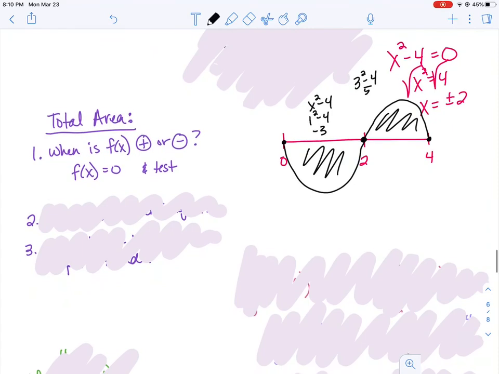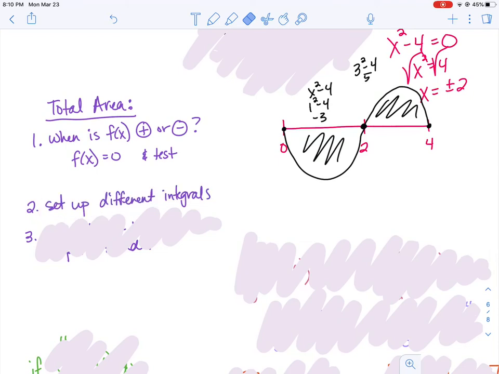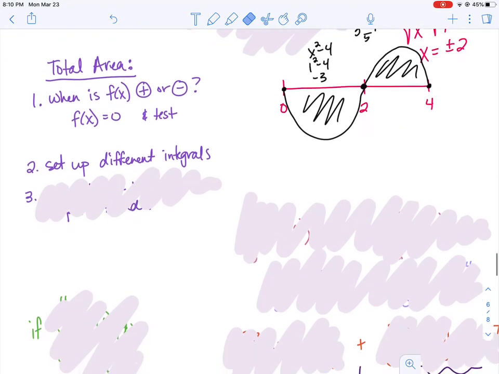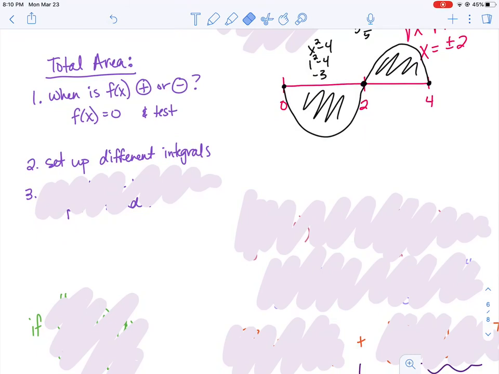And then I know that if I'm asked to find the total area, I have to now separate my problem into two different integrals. So that's step number 2. Wherever I'm positive versus wherever I'm negative, I've got to set up my problem into two different integrals so that I'm careful with separating those two different pieces. And so I'm going to set up two different integrals, one from 0 to 2 of my function, and then one from 2 to 4 of my function.